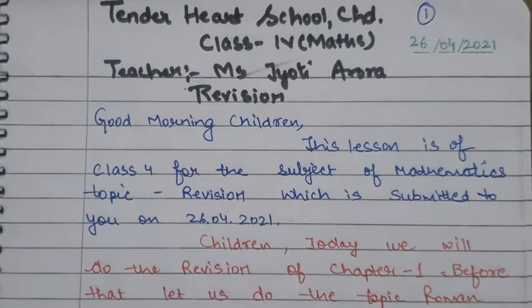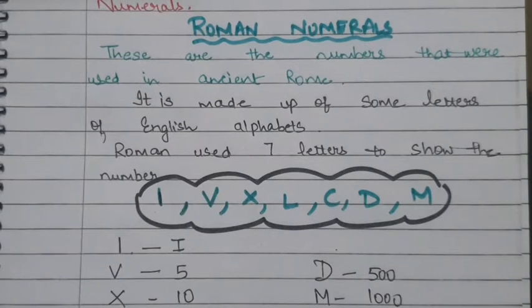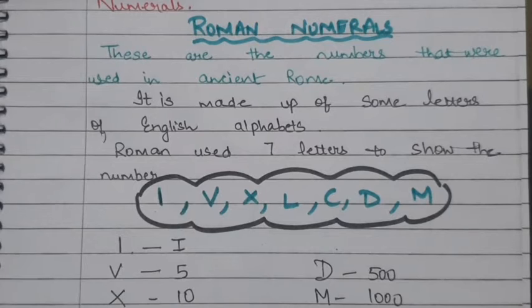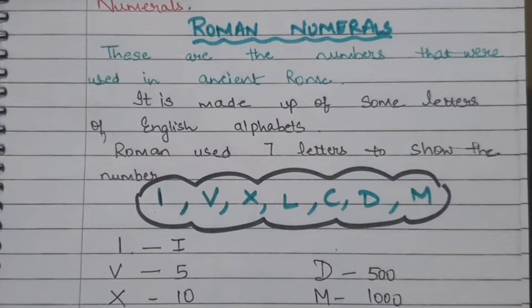Students, today we are going to do the revision of chapter 1. But before that, let us do the topic Roman numerals. These are the numbers that were used in ancient Rome. It is made up of some letters of the English alphabet.